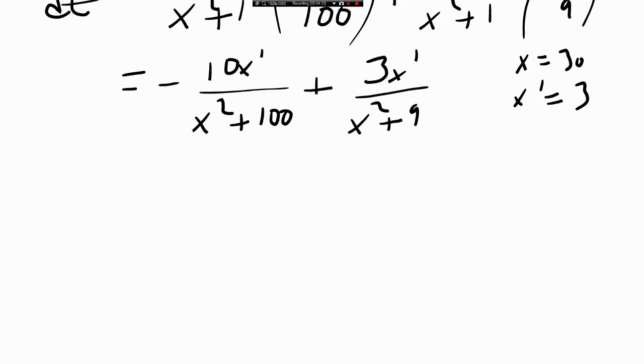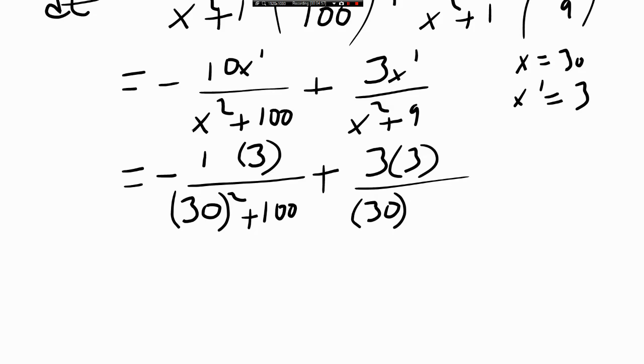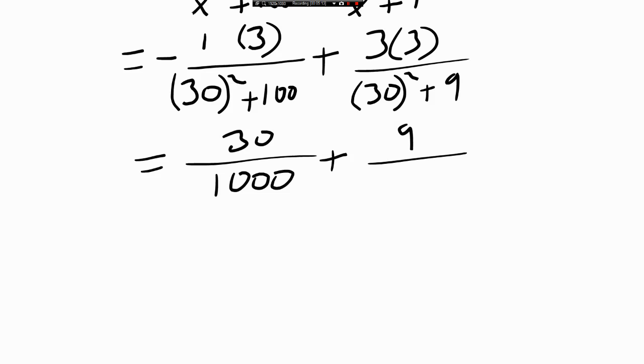Now, since we simplified all the way down, as far as we can go, we need to just plug them in. So we get negative 10 times 3 over 30 squared plus 100, plus 3 times 3 over 30 squared plus 9. So we get negative 30 over 1,000 plus 9 over 909.